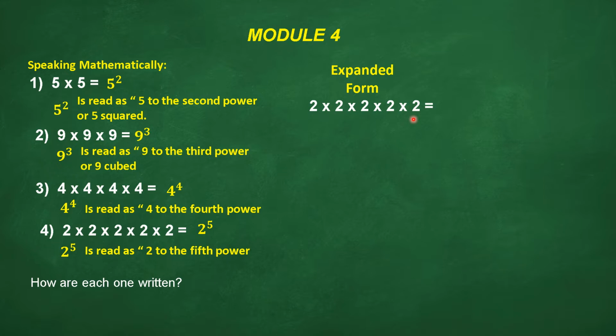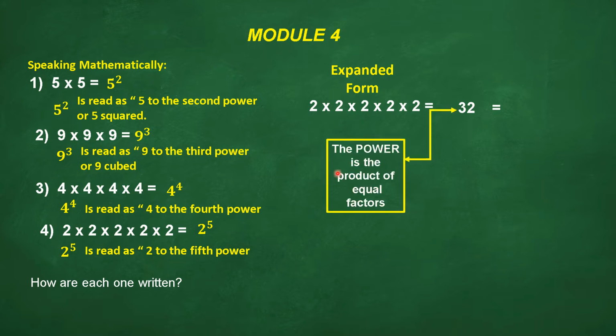This is written in the expanded form or long notation form. Pinahaba siya. In-expand siya. So, this is also equal to 32. So, itong product na to, this is what we call the power, yung tinatawag na product of the equal factors. Equal factors dahil pare-parehas ang kanilang factors. So, that's why this is called the power.